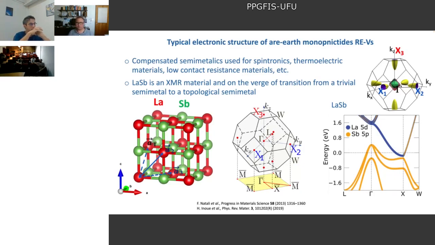And I'm going to describe this quickly in maybe 5 minutes, right? So these are compensated semi-metals, right? They are used for spintronics, thermoelectric materials, resistant contact materials, and so on. And they also show this extremely large magnetoresistance. And the question is, well, some of them are trivial or not. Often they talk about the overlap between the electron pocket and the hole pocket at the X point, right? These are very small energy differences. Some materials, they show that lanthanum antimonide is very close to that, but it's still a trivial semimetal.